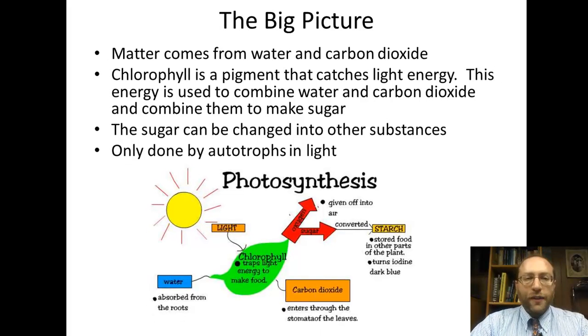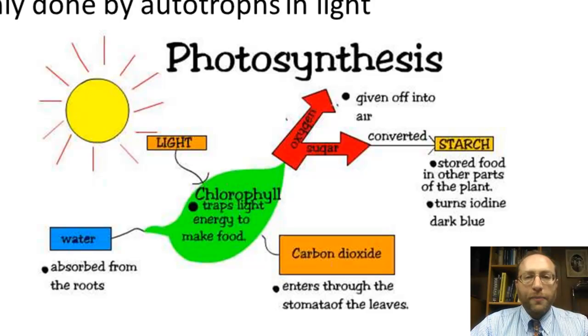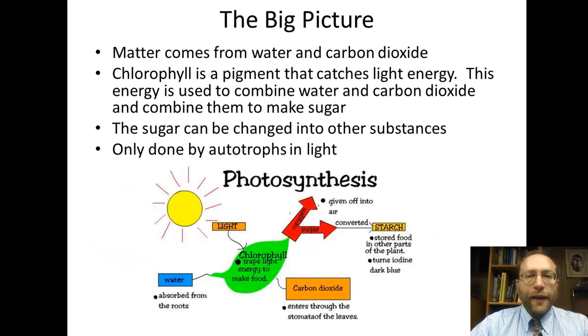Now here's the big picture for photosynthesis. And while I'm going over this, you might want to take a look at the diagram on photosynthesis. First thing is, where that matter comes from, we now know that it comes from water and from carbon dioxide. It comes from the air. And in the leaves, there's a pigment which you probably have heard of, chlorophyll, and it catches the light energy. And it takes that light energy to combine the water and the carbon dioxide. Those come together using enzymes, and as it combines them, it turns them into sugar, and then that sugar can be changed into other substances.